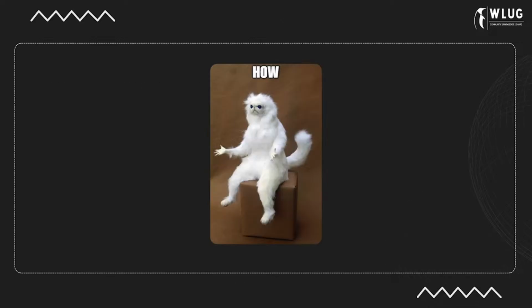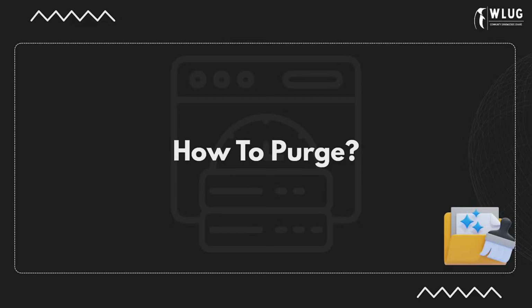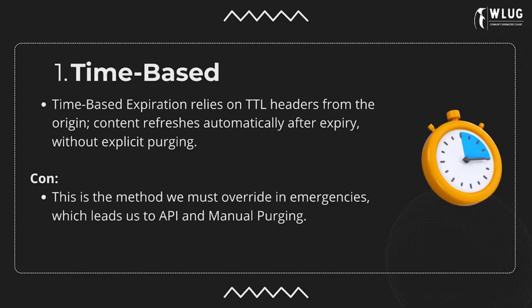Okay, we saw the why, we saw the what. Now let's see how it is done. So this is done using basically four methods. So the first method is the time-based expiration. The time-based expiration relies on the TTL headers from the HTTP headers. So we saw them. Can anyone answer me what actually was the main work of the expiry that we used to mention in the header?